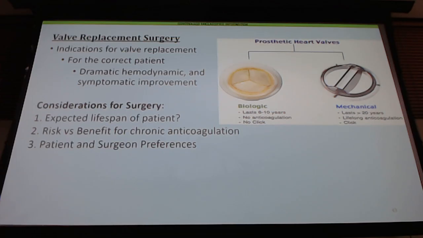So which one do you put in your patient? It's really going to have to be a discussion with your patient to determine, based on their lifestyle, life expectancy, and personal preference, which of these they would like to have.